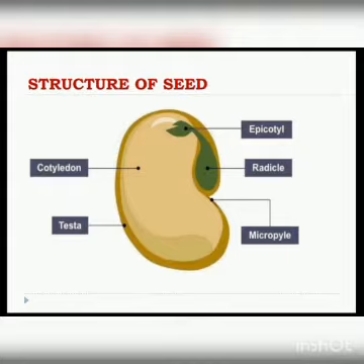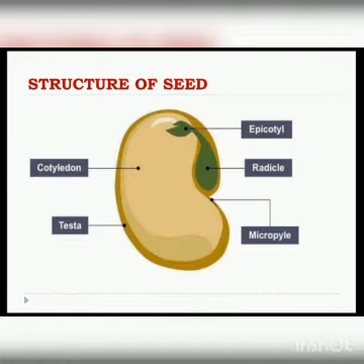The seed coat is the outer covering of the seed. It can be thin and soft as in beans, and thick and hard as in coconut seeds. Now, what is the function of the seed coat? It protects the embryo from injury and drying out. So it is very important for a seed.